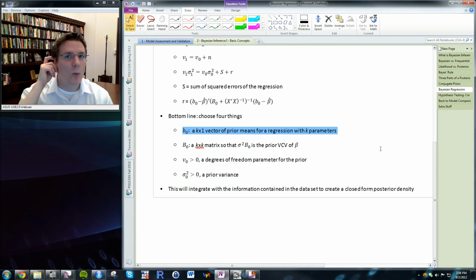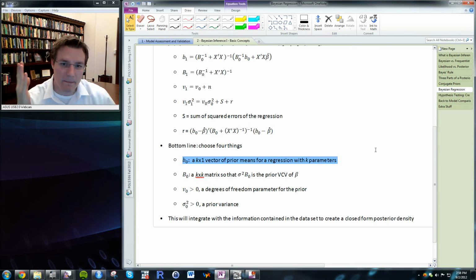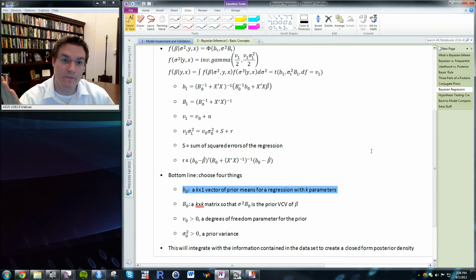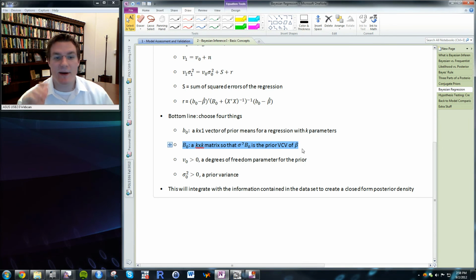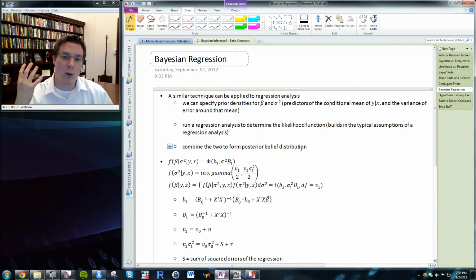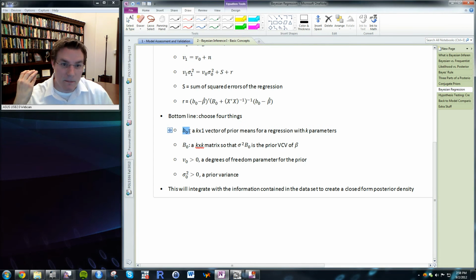I need to figure out what my prior mean is for each one of those things. That mean is going to be normally distributed. So in other words, that's going to be the mean of a normal distribution. I also need to specify a k by k matrix that's the prior VCV of beta. So what I do is I basically say I'm going to specify a prior for beta which is a normal, and it's going to have a mean of beta 0 and a VCV of cap B0.